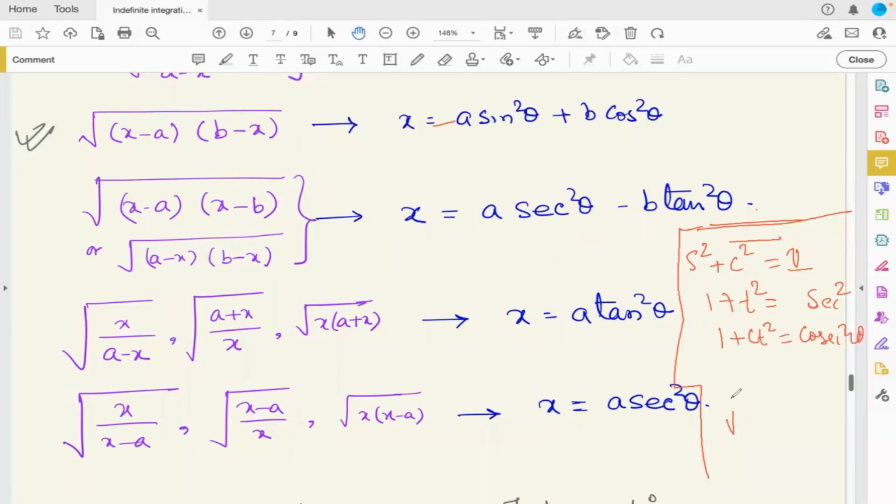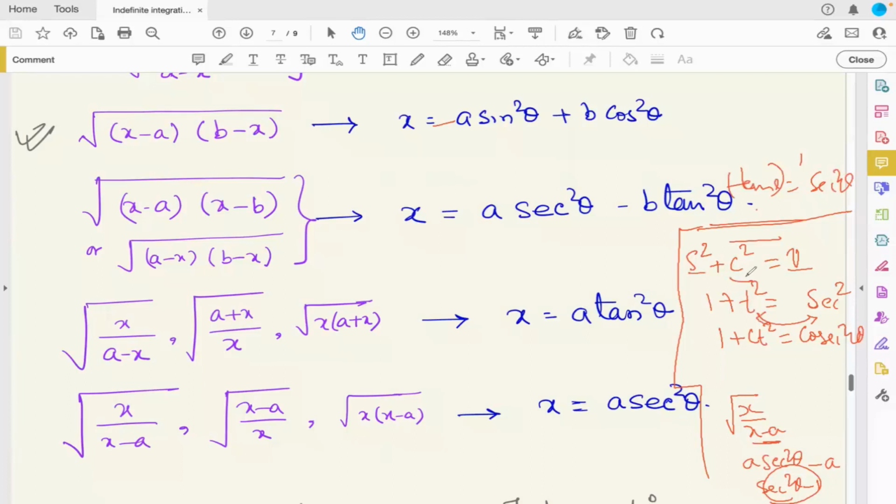The given problem is like root under x by x minus a. Okay, so if I substitute here a sec square theta, look here, a sec square theta minus a is equal to a times (sec square theta minus 1). This converts into tan. And we know that the differentiation of tan theta is sec square theta, right?